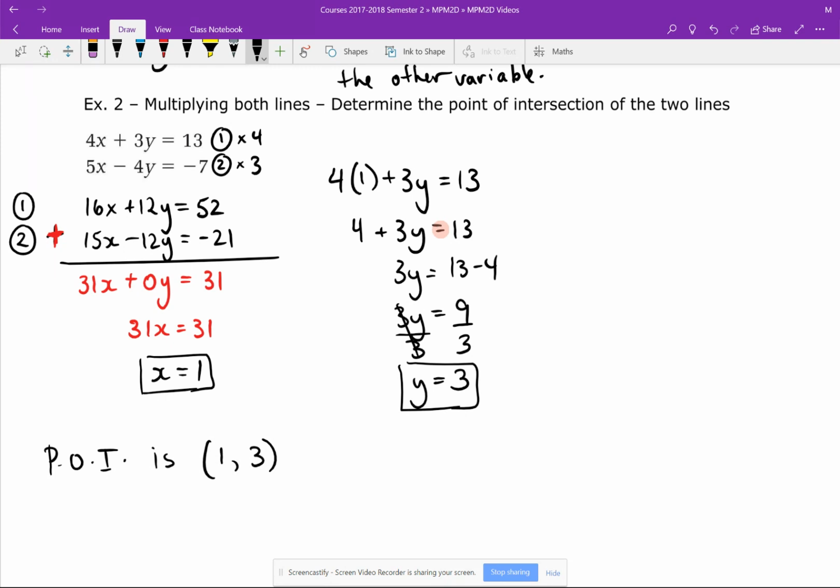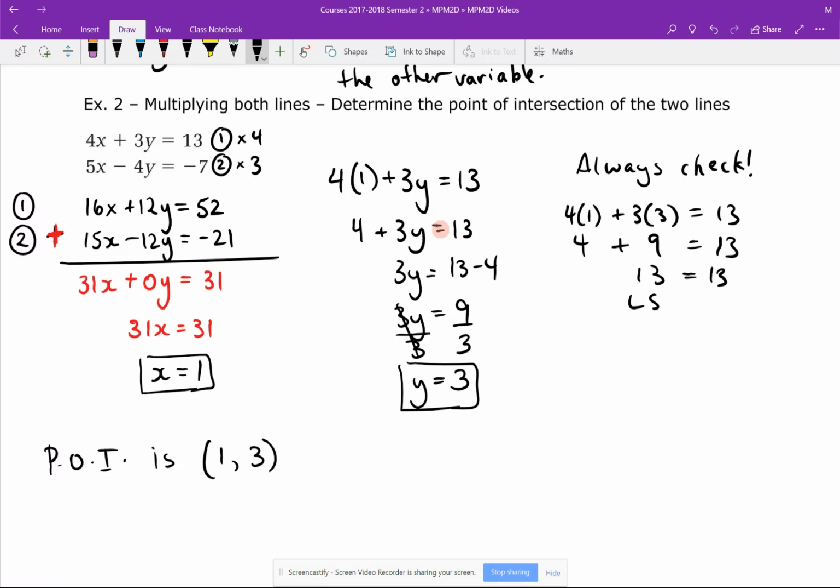And don't forget, your last step is to check your equation. So always check. So I have some space here. Let's check. So if I took the first equation, 4 times 1 plus 3 times 3 equals 13. Let's see, 4 times 1 is 4, plus 3 times 3 is 9, and 4 plus 9 is 13. So 13 equals 13. Left side equals the right side.